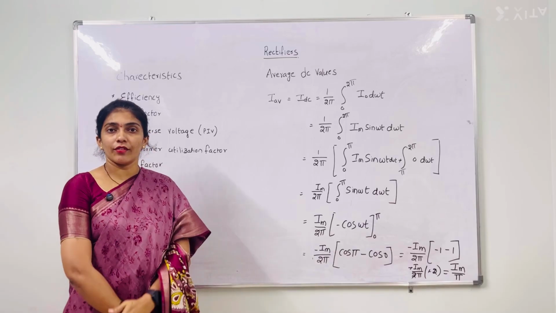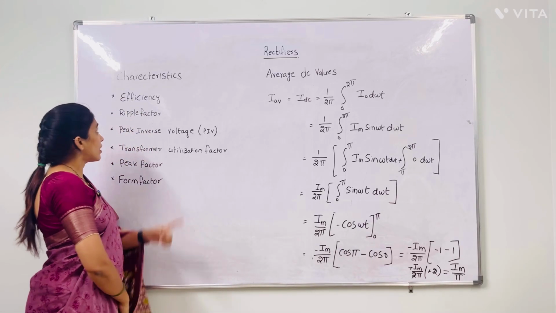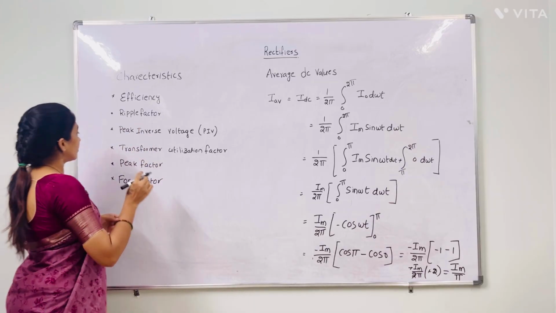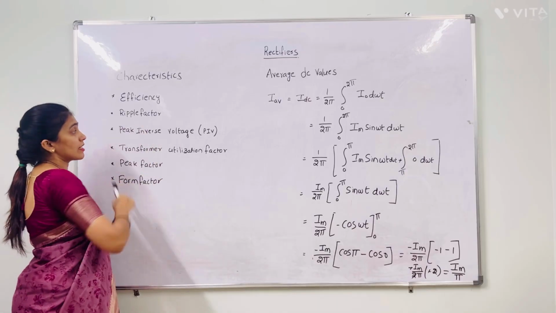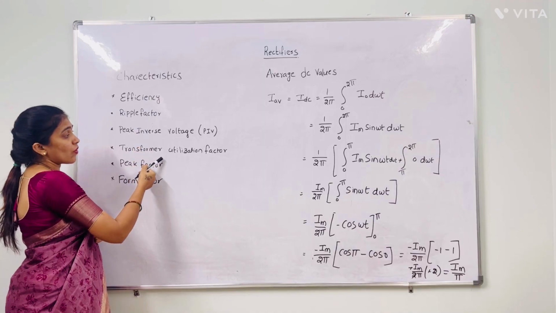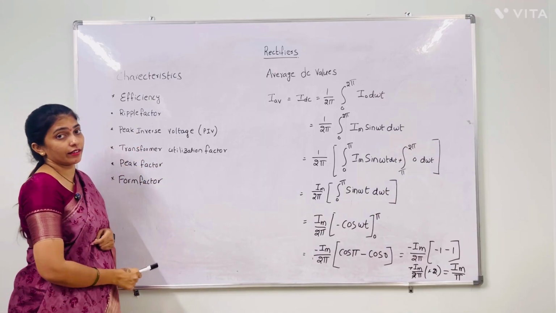The operation of the half wave rectifier is completed. Now we need to calculate all these characteristics. We have a total of 6 characteristics. First one is efficiency, ripple factor, peak inverse voltage, transformer utilization factor, peak factor, form factor.